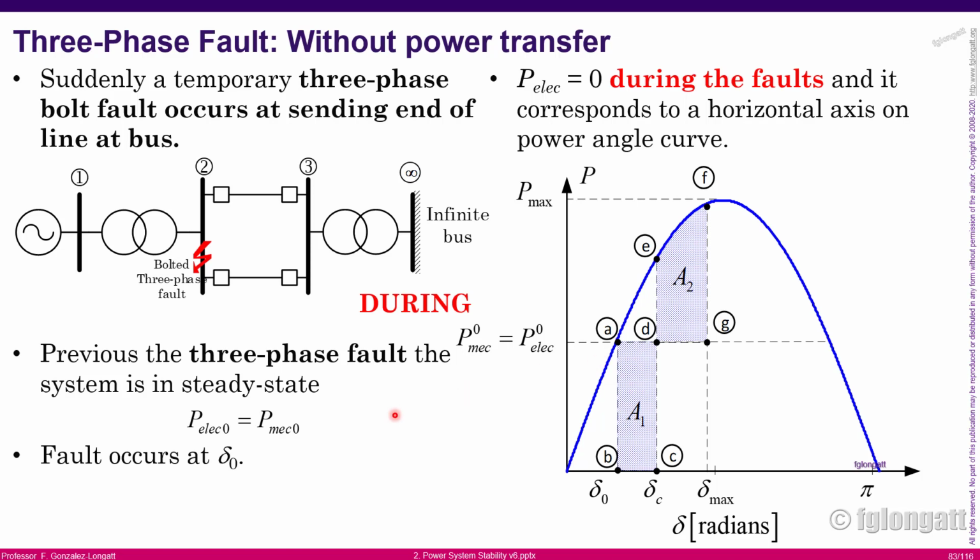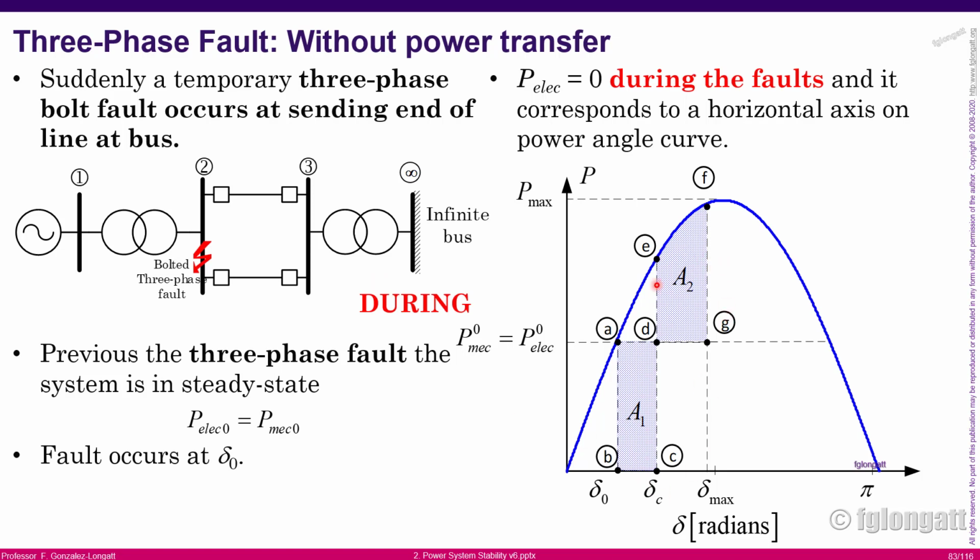What I'm trying to say is, again, here we have two areas. The area A1 where the electrical power is below the mechanical power. That is the reason for this rectangle. The rectangle defining A1 is the rectangle between delta 0 and delta C, and the top is the mechanical power, and here we have the electrical power. That is a pure acceleration area.